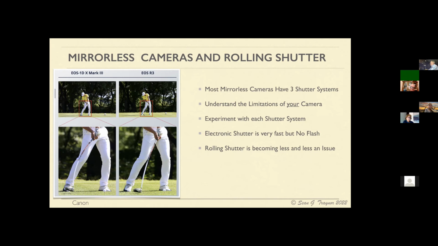So what's the point of all of this? Well, the important thing is to understand that mirrorless cameras have rolling shutters, and mirrorless cameras have 3 shutter systems. It's important that you understand the limitations of your camera, that you experiment with each of the shutter systems, and to know that when you're using the electronic shutter, because it's very fast, you will be unable to use flash with it. But also that while we have rolling shutter, it's becoming less and less of an issue with each new generation of cameras.